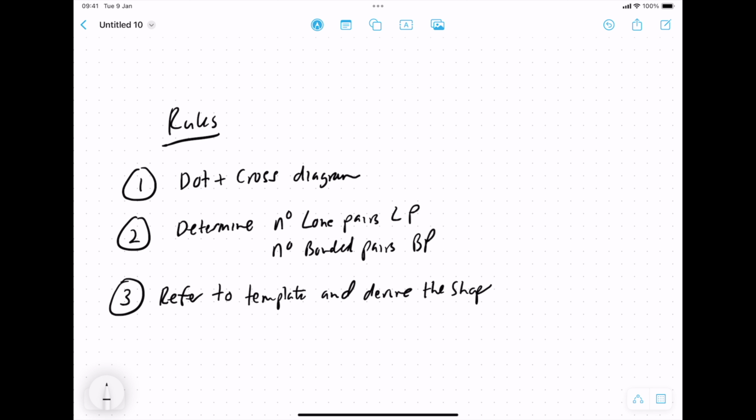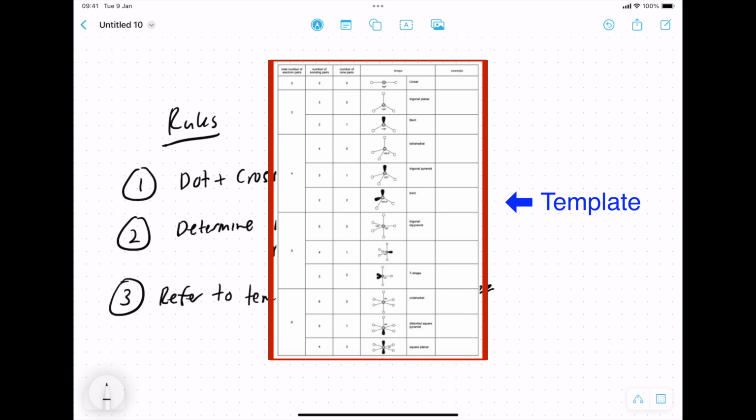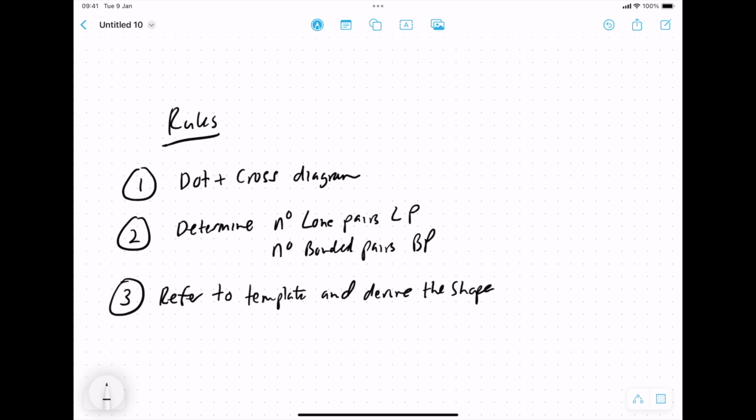Now, the template I have attached in the description below this video, but basically what it works on the basis of is once you have the total number of electron pairs, you then divide it into those that are bonded and those that are spare pairs or lone pairs, and then that determines the overall shape of the molecule. Now, with shapes of molecules, you have a central atom, and then you have atoms bonded to that central atom, and the bonded pairs usually determine the shape of the molecule.